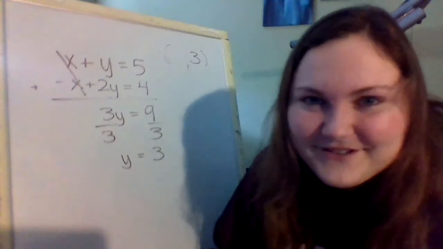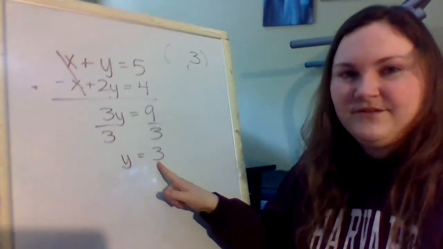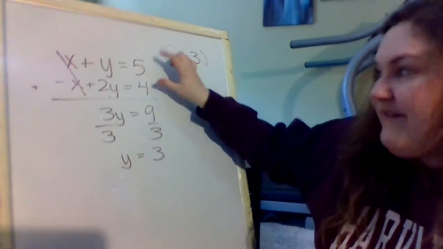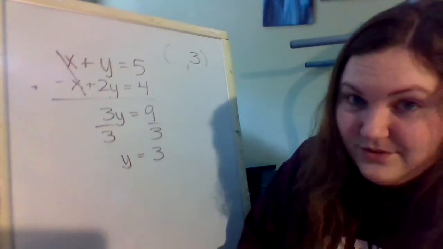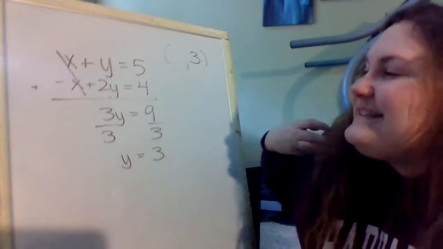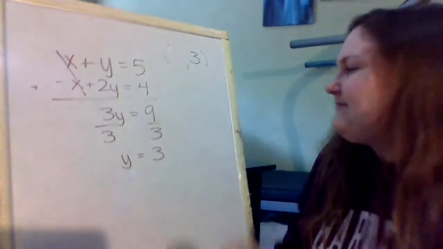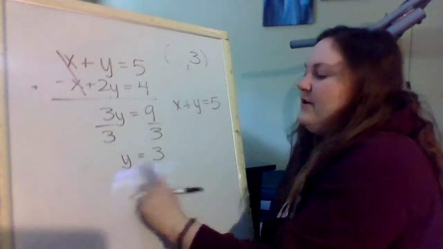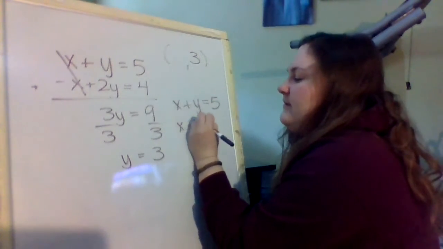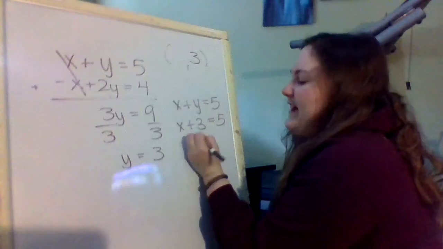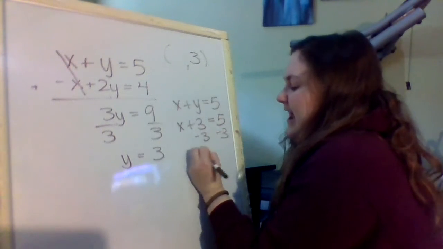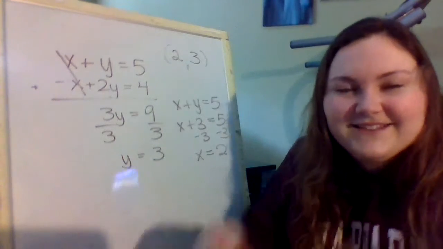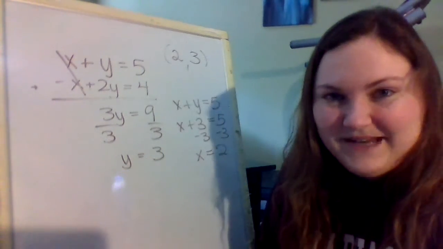The same thing we were doing for substitution. Once you've got one variable, you can substitute it into an equation to find the other one. We've got two equations. Doesn't matter which one you use. I always like to choose the one that looks easier to me, which would be this first one. So if x plus y equals 5, y is 3. So x plus 3 equals 5, which means x must be 2. And ta-da! That is elimination.